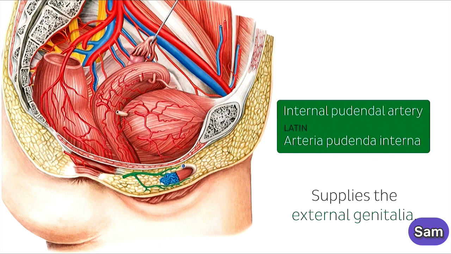It runs on the lateral wall of the ischiorectal fossa and gives off branches to the labia, clitoris, and the perineum. It also gives rise to the inferior rectal artery. For more information on the branches of the internal pudendal artery in the male pelvis, please check out our video tutorial on blood vessels of the male pelvis on our website.